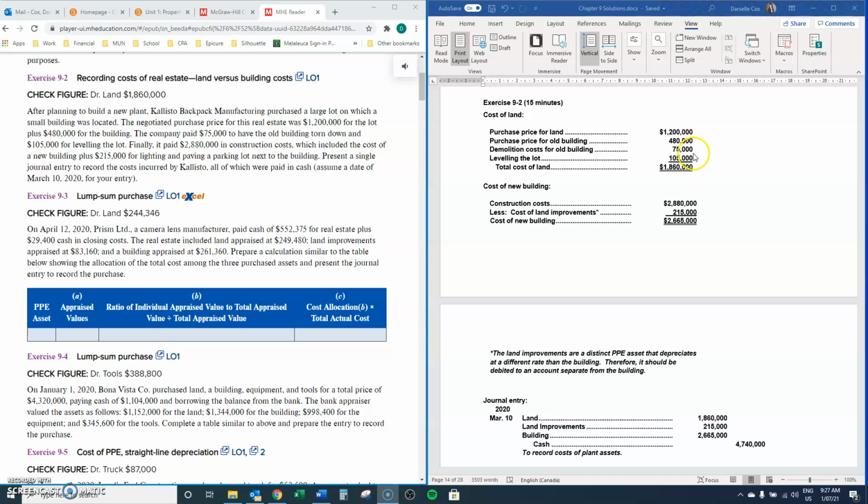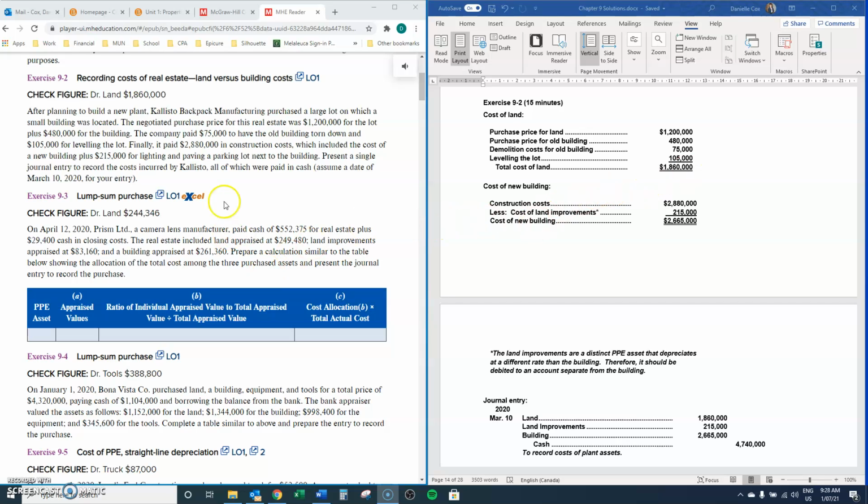Then the $75,000 to have the old building torn down, and $105,000 to level the lot. These are all costs that would be included with the cost of the land, because it's the cost of getting the land ready for its intended use, which was to construct the new building.